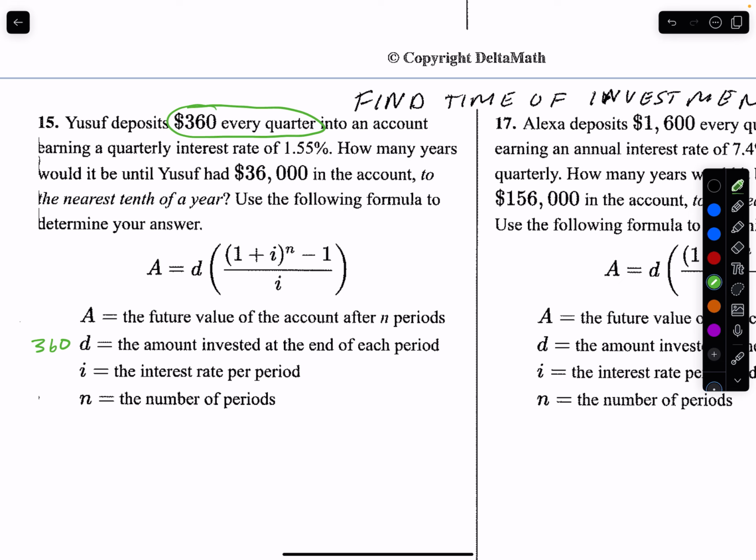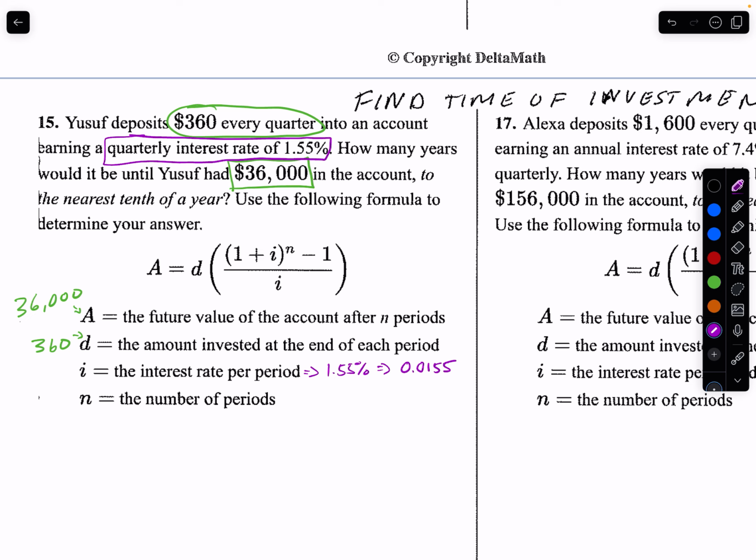And then we want to know until it reaches $36,000. So when does it reach $36,000? So we have our A value, we have our D value, and what else do we know here? Okay, so now we have a quarterly interest rate. So it tells us every quarter it's 1.55%. So we don't need to divide by 4 here because it already tells us that we have 1.55%, which is 0.0155 as our I value.